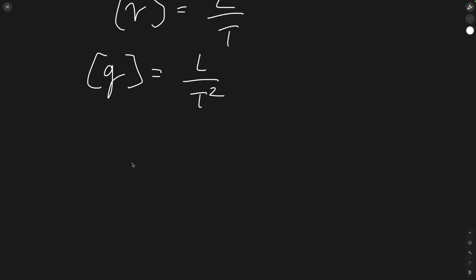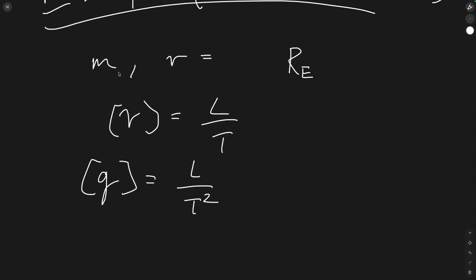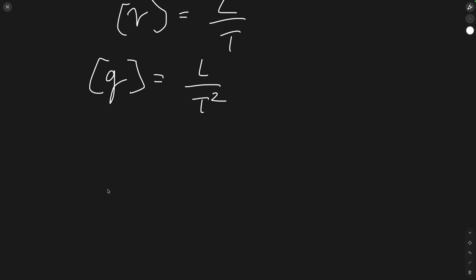So our quantities are m, mass of the satellite, radius of the Earth, and acceleration due to gravity, right? So mass of the satellite, radius of the Earth, so that's going to be L, and acceleration due to gravity.